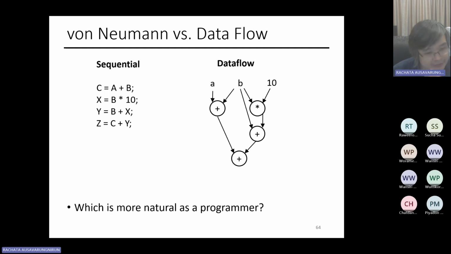So as you can see here, the left side is more natural as a programmer. The right side is actually more performant. It's faster. So if you can somehow build a machine that looks like the right side, it's going to be faster.